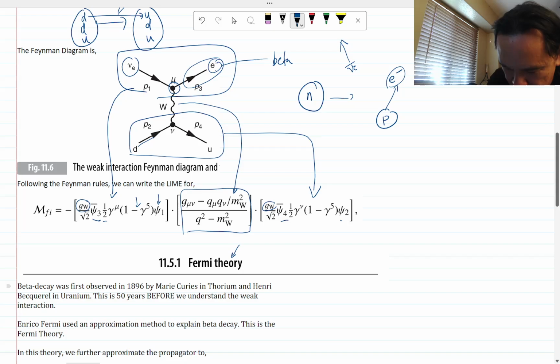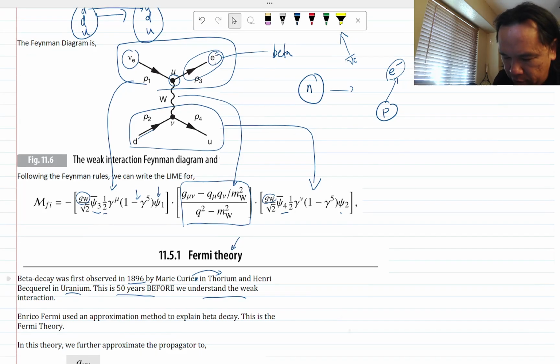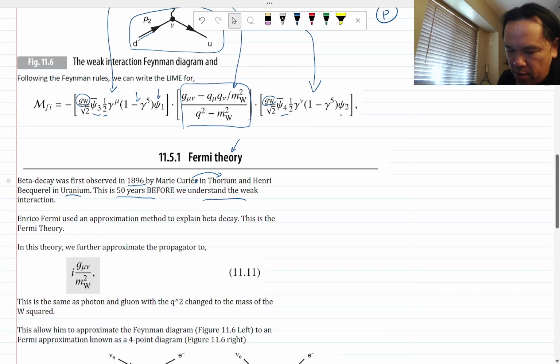This was actually first observed in 1896 by Marie Curie. I don't think there's an S there. When she was observing thorium, and also Henri Becquerel in uranium. So this is 50 years before we even understand the weak interaction. And during these 50 years, people were trying to figure out what the hell's going on here. I don't understand how this is happening. What Enrico Fermi came up with is basically an approximation method to explain the beta decay.